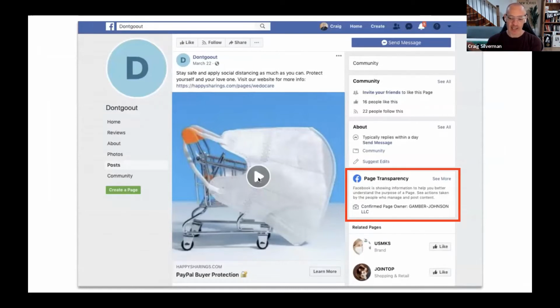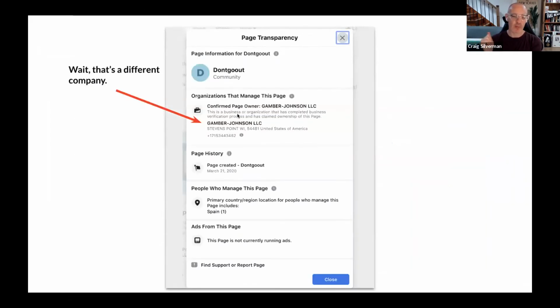And as I said, when we looked at Facebook pages before, you always want to look at this page transparency information. So let me open that up. This is what you will see with page transparency information. In this case, we see it lists a company named Gamber Johnson LLC. So this is kind of weird, right?